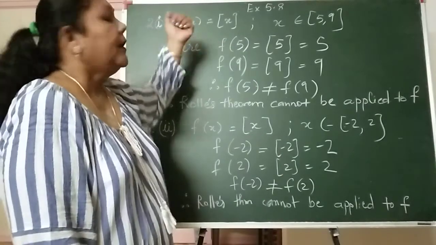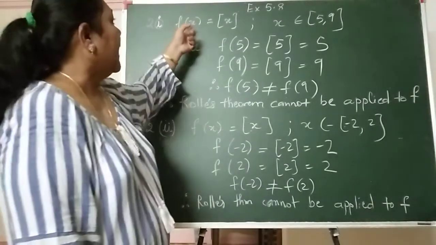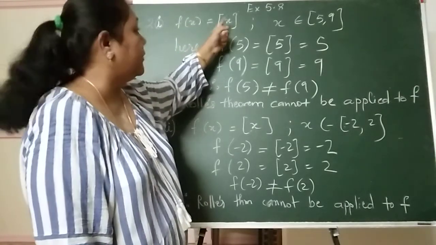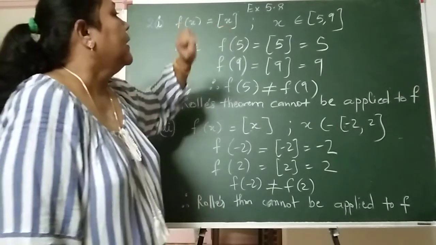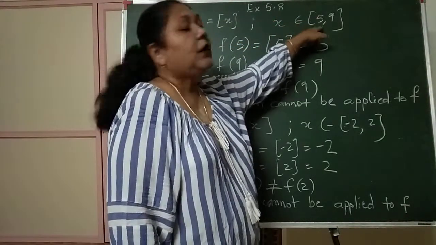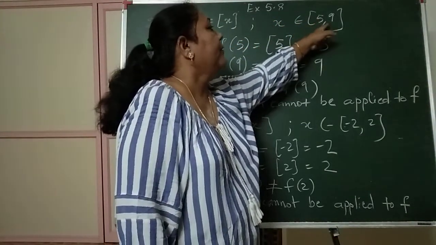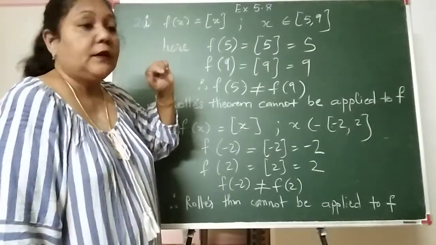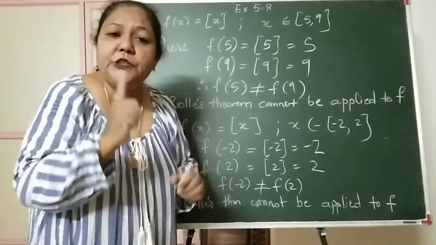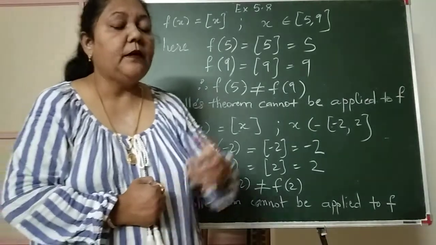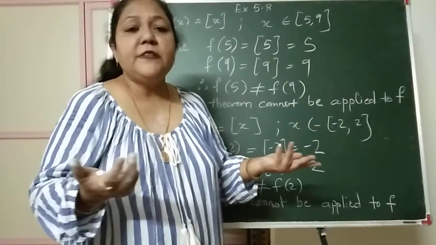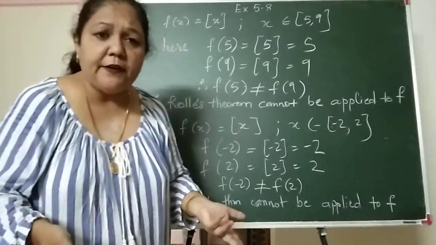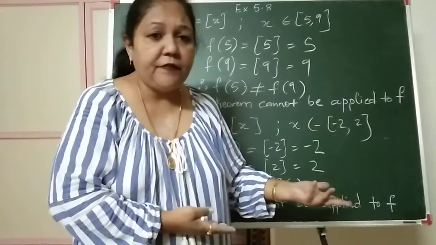Okay children, now let's go to the second question. I am given f of x is the integer value of x not greater than x, where x belongs to the closed interval 5 comma 9. Now here, if even one condition is not applicable for Rolle's theorem, then we say Rolle's theorem cannot be applied to it, and therefore it cannot be verified also. If it cannot be applied, it cannot be verified.